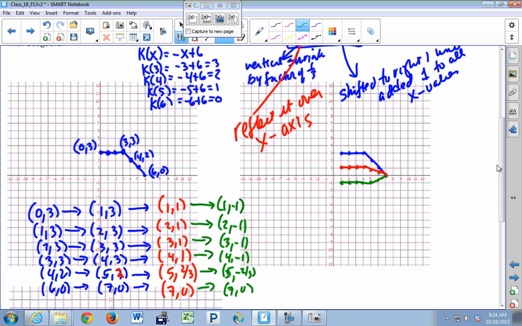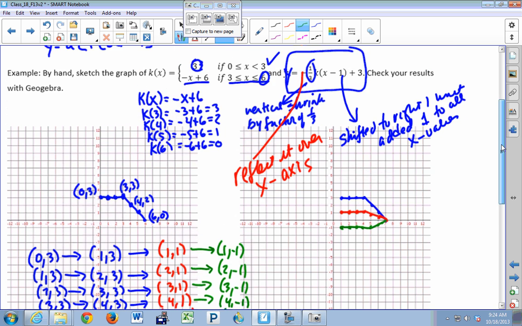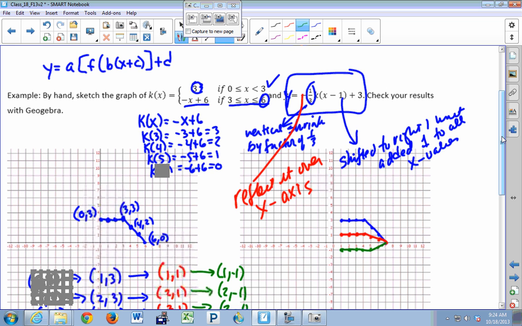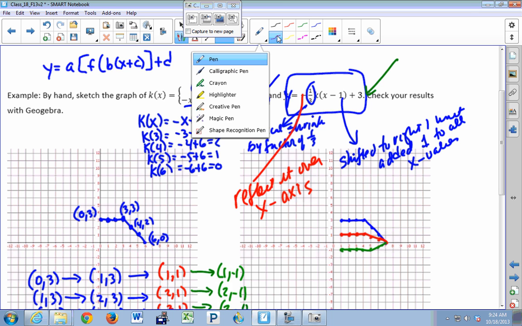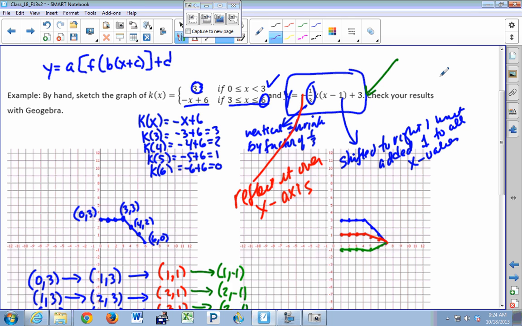Are we done? Oh, more work. What do we have to do? Oh, finally, I think I've run out of colors. I'll have to pick purple here. Whoops, that's not purple. How do I get purple? Come on, make me purple. I can't be purple. So what color do I need?